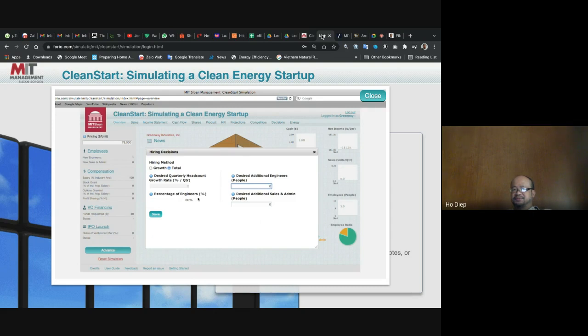Now, the other opportunity for making your hiring decisions is to select the growth method. Here, what you do is you specify a desired quarterly headcount growth rate in percent per quarter. So you might say, for example, let's grow at 10% per quarter. And then you decide what fraction of those people that you're going to hire are going to be engineers, and the other fraction will be sales and administrative people who can go out and win customers and service your existing customers. So you might say, we'll hire 25% engineers and 75% salespeople.